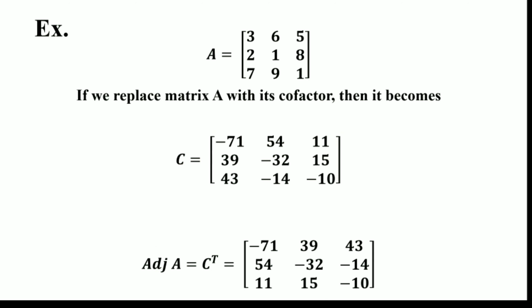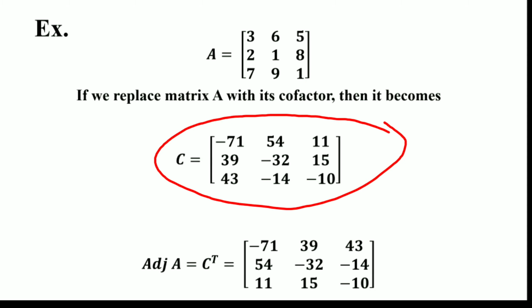Now consider the numerical example of a 3 by 3 order matrix, and we want to find out the adjoint of the given matrix A. This is the matrix A which we already discussed in the last video, on how to find the minors and cofactors. So from the given matrix A, the cofactors are minus 71, 54, 11, 39, minus 32, 15, 43, minus 14 and minus 10. So these are the various cofactors. If you replace each and every element of matrix A, that is 3, 6, 5 and so on, with the cofactors like minus 71, 54, 11, then we will get a cofactor matrix.